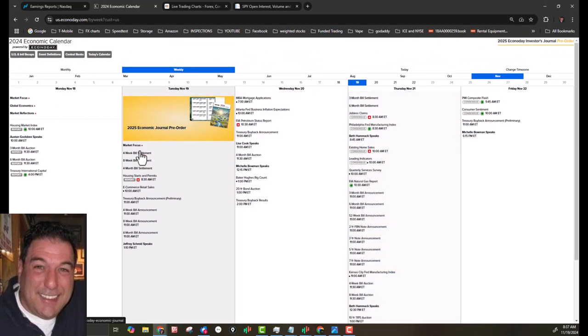Okay, so really a light week here for economic data. The big headliner is the NVIDIA earnings coming tomorrow night. PMI composite flash on Friday, consumer sentiment at 10.